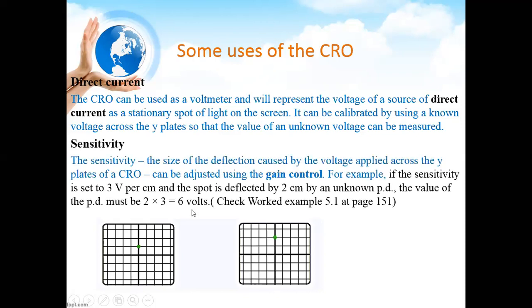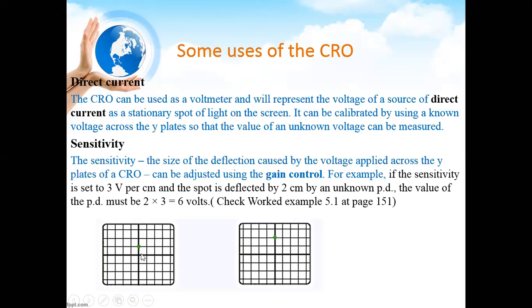The second one is sensitivity. What does sensitivity mean? The size of the deflection caused by voltage applied across the Y plates of a cathode ray oscilloscope is called sensitivity. We are going to use gain control to adjust the amount. Okay. For example, there is an example over here. Let's say this is the origin, right? This is the origin, this part. I am showing it using the mouse.